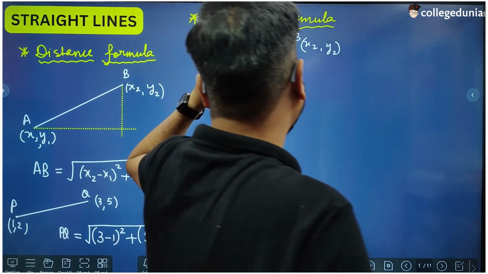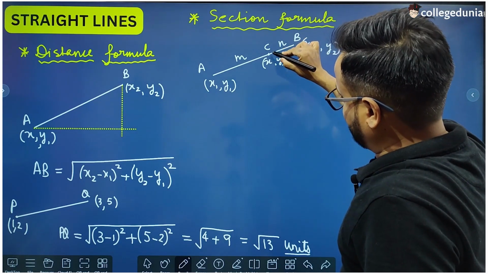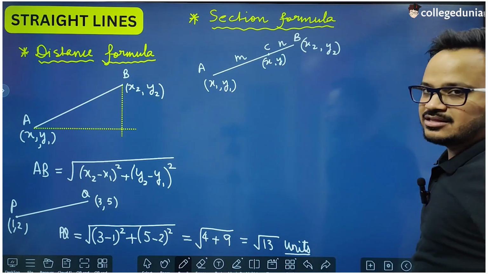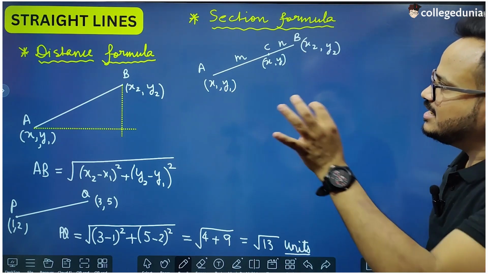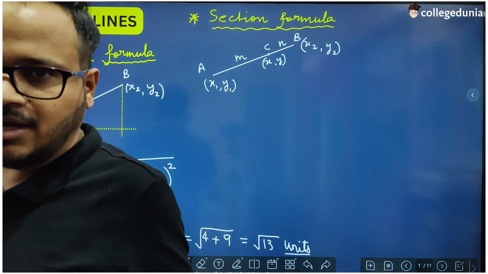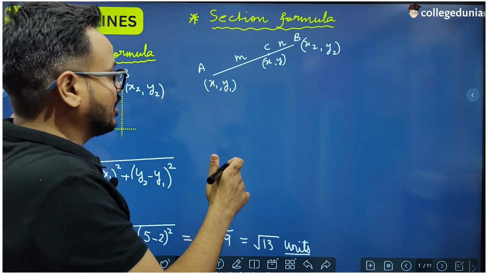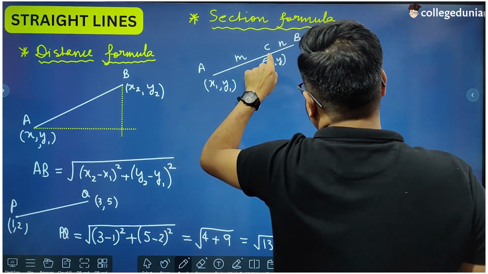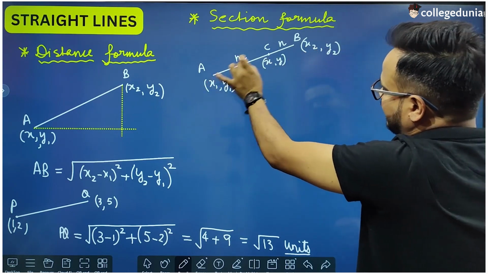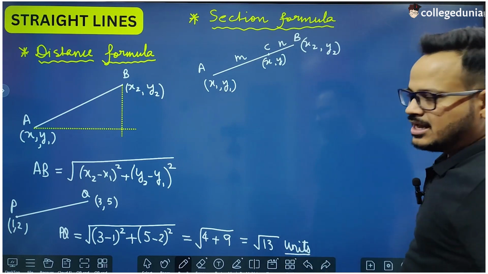Like for example, if the length of this line is 10 centimeter and C is at a position such that this CB is 2 centimeter and AC is 8 centimeter, then the ratio is 8 is to 2, that is 4 is to 1, right? So the section formula gives us a formula to find the coordinates of this point if we know the coordinates of these 2 points and the ratio in which this join of AB is divided by C.